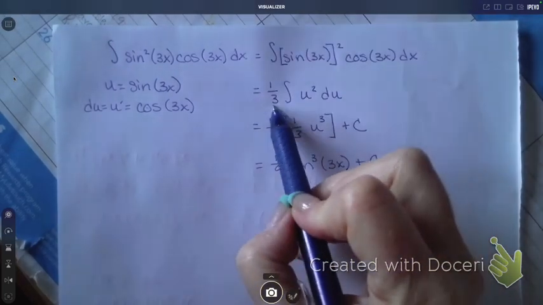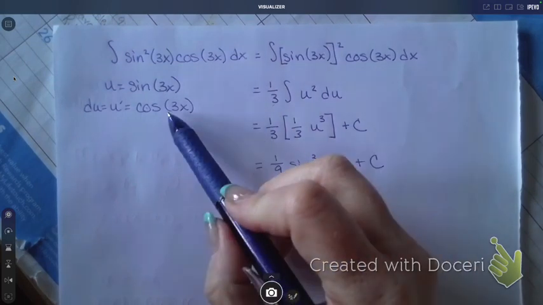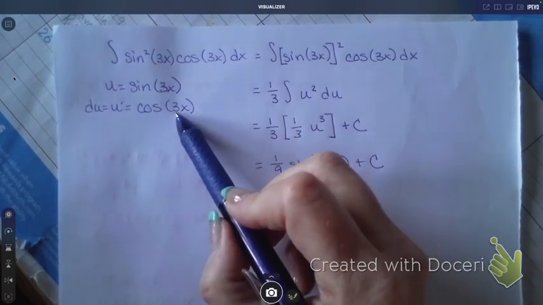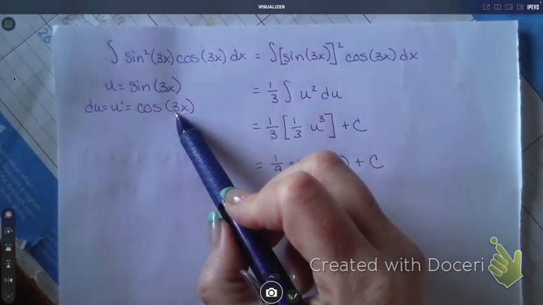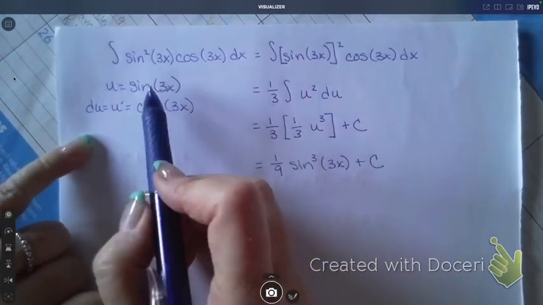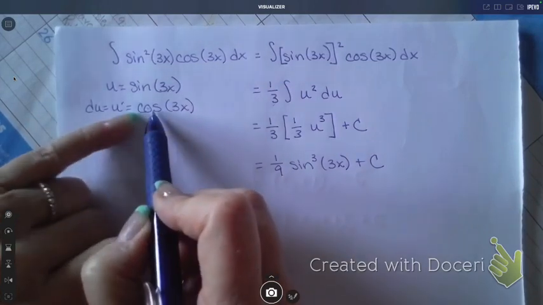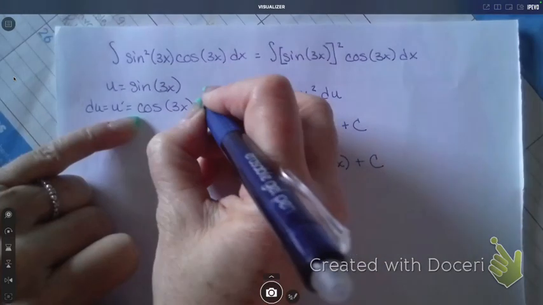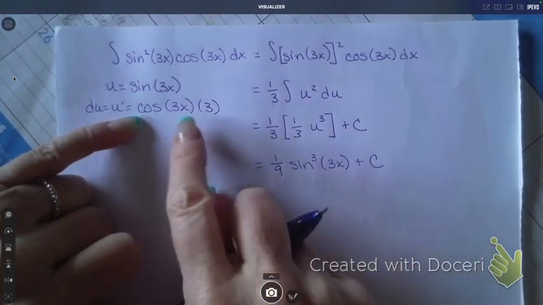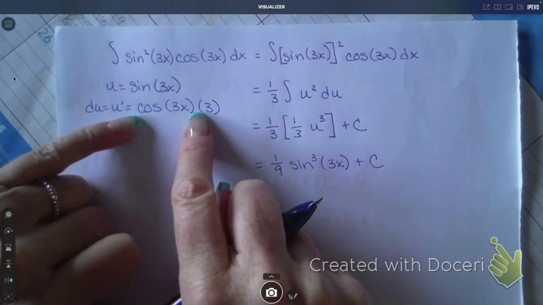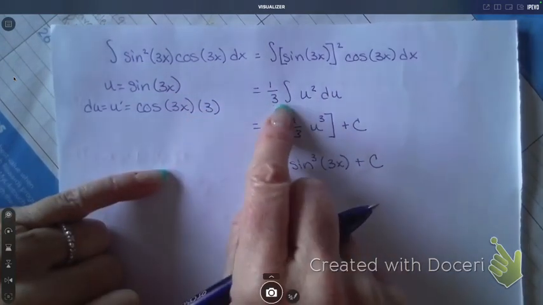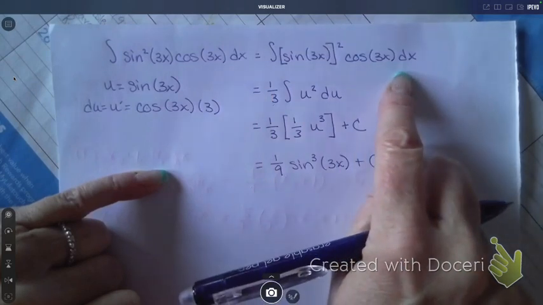So where did this 1/3 come from? We would have had to take the derivative of that too, correct? And I don't really know how to write that with another variable. I can't use u double prime. Oh, actually, I should have done it this way. If u is this, the derivative would be cosine of 3x times 3, because we did the chain rule again. So that's why the 1/3 is there, because we're missing that 3, aren't we? I needed to write it somewhere.